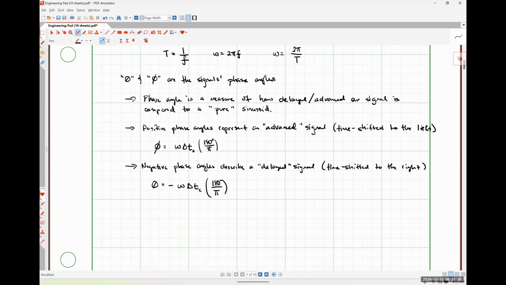So, how do you guys feel about the constituent parts of a sinusoid?